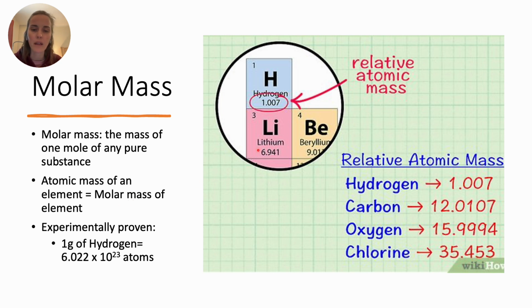And so this has been experimentally proven. They have found that 1.007 grams of hydrogen is going to equal 6.022 times 10 to the 23rd. Again, there's that magic, beautiful number that you should have imprinted in your brain. And like I said, this will be important to understand for our problems when we're trying to figure out, okay, if we have this many moles of an element or of a compound, how many grams would that be? Or vice versa.